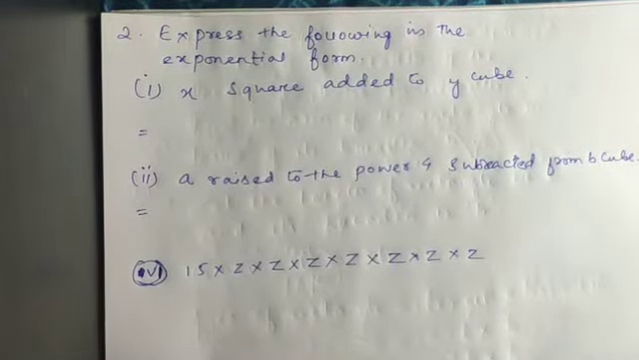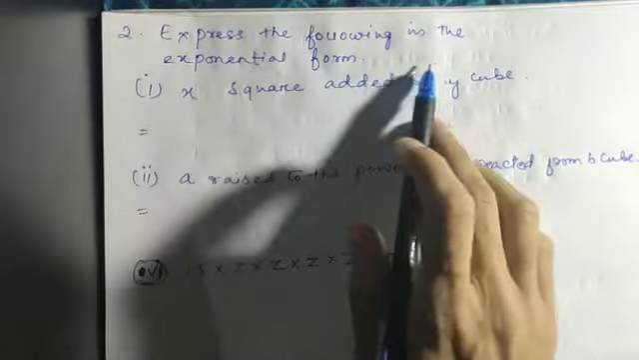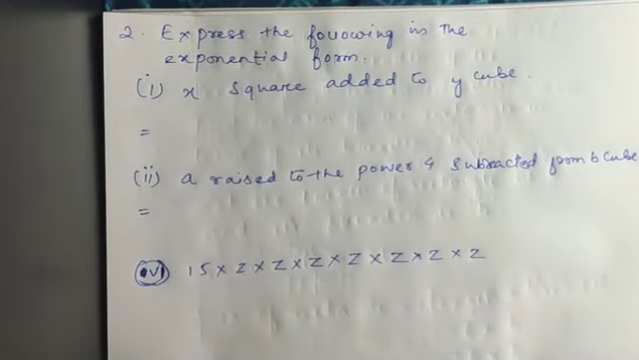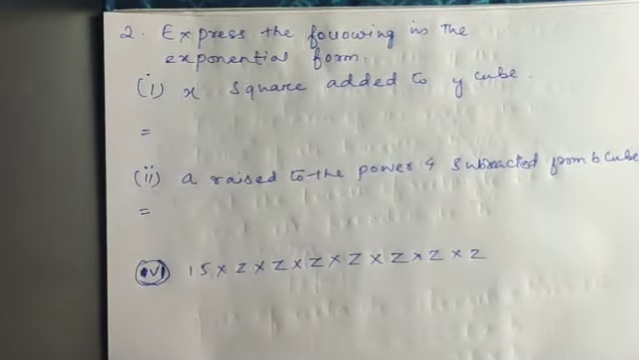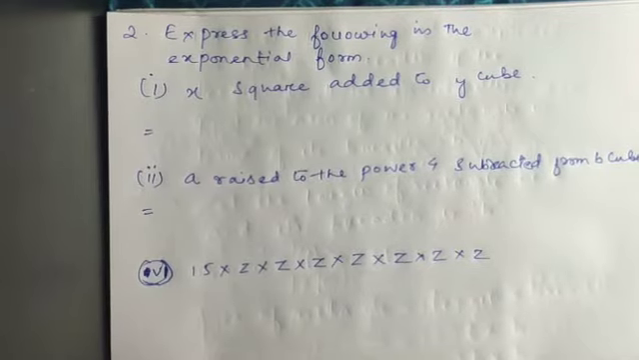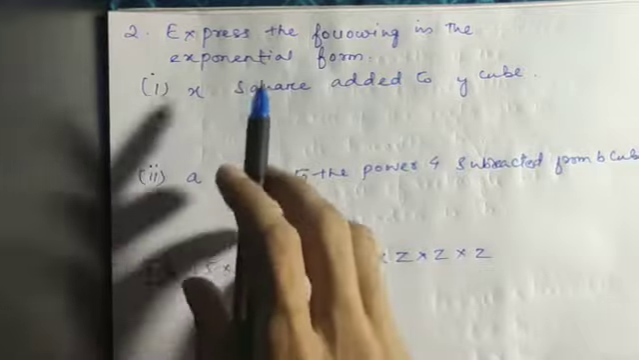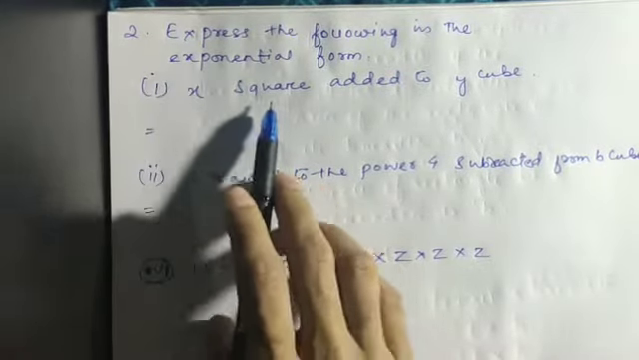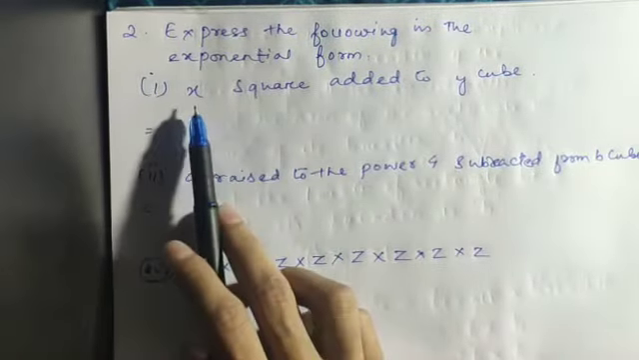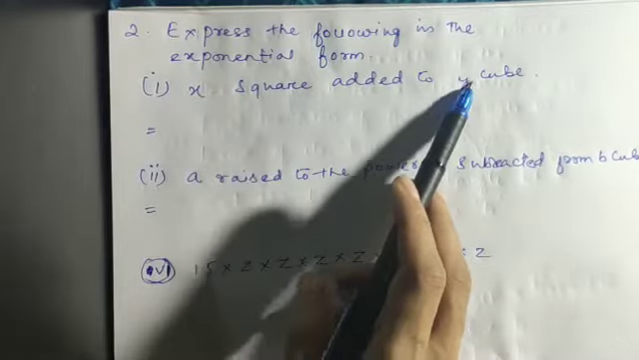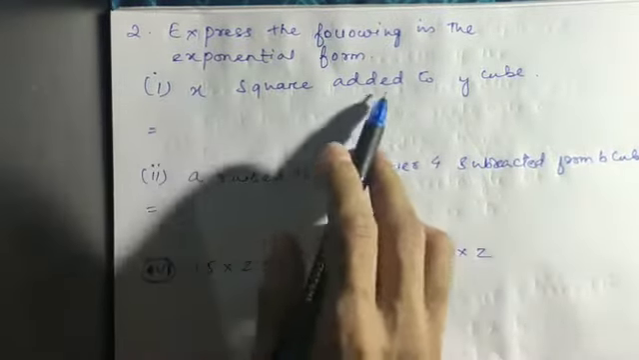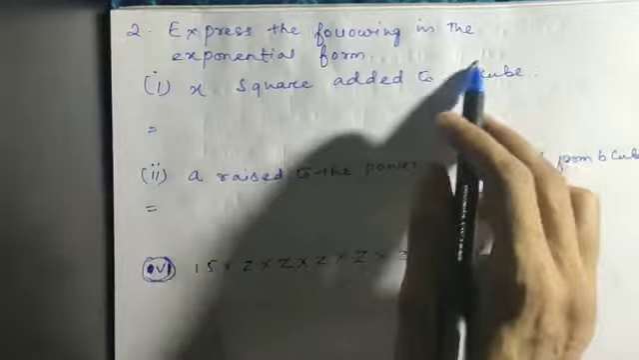In question number 2, they ask, express the following in the exponential form. We have discussed about 2 forms. One is exponential form and one is what? Product form, right? So we are asked here to make it in exponential form. Okay, x square added to y cube. X square added to whom? Added to y cube, right?